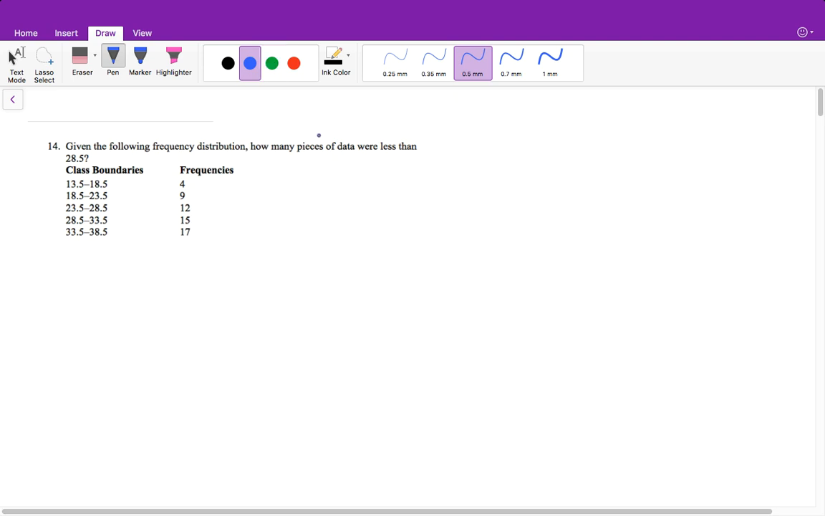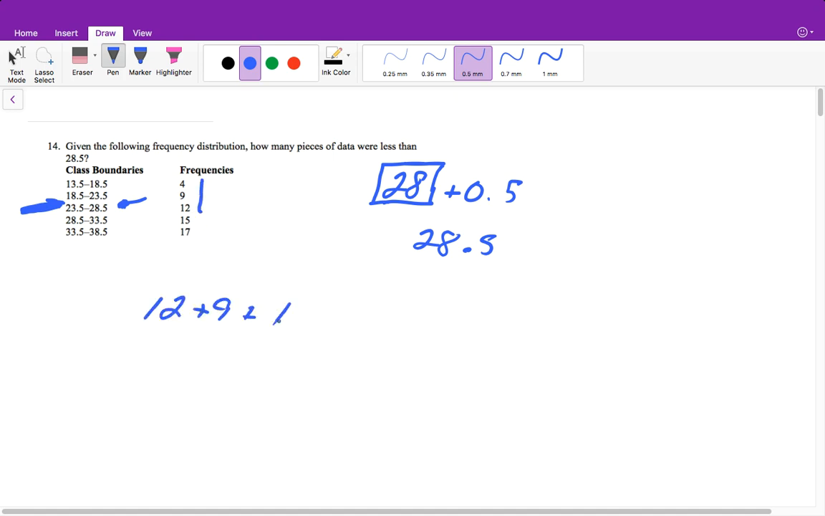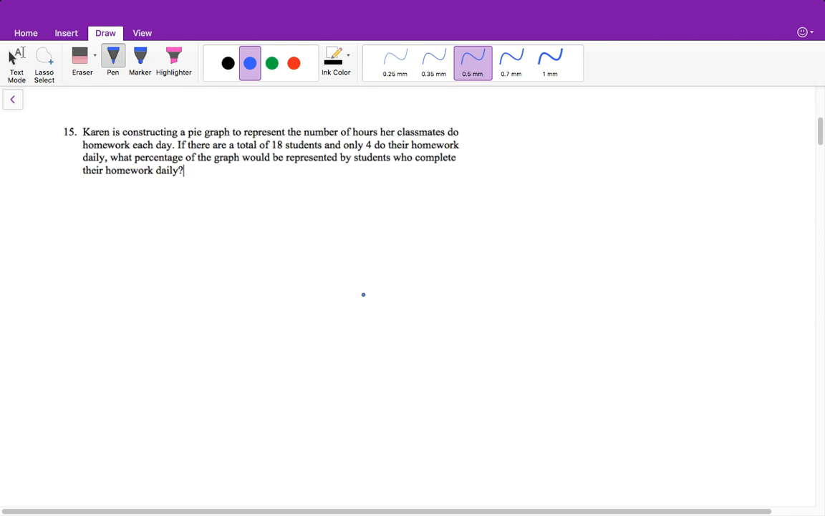So when it says how many pieces of data were less than 28.5, and since 28.5 is the upper boundary, we know that to find our upper boundary, we take our upper class limit and add that 0.5 to it to get that 28.5. So that means our highest value that we can have in this class is 28, which then means every single value in this class boundary has to be lower than 28.5, since our highest class limit is 28. So then we will add these three together. So 12 plus 9 plus 4 is equal to 25. So that means 25 pieces of data were less than 28.5.